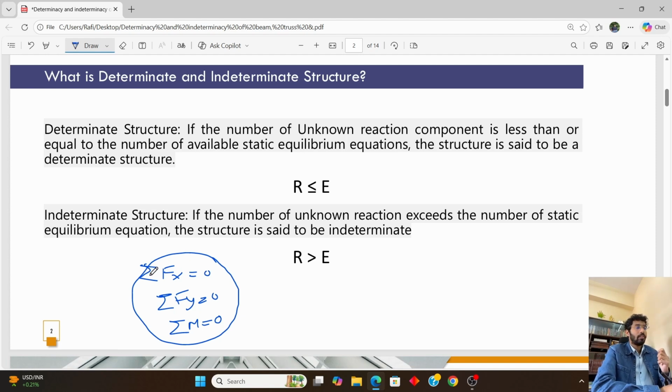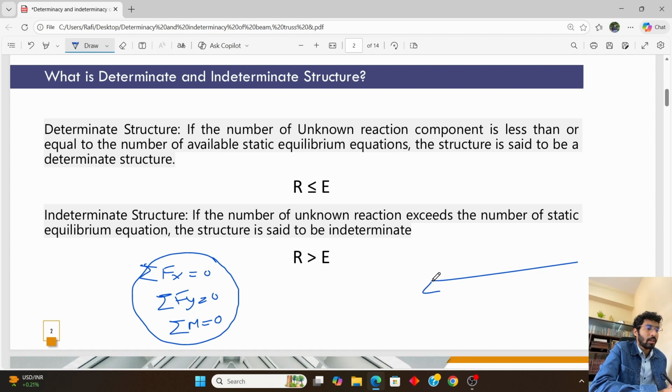And if the reaction forces are greater than the equilibrium equations, then we can say that the structure is an indeterminate structure. So if we look at the definition, if the number of unknown reaction components is less than or equal to the number of available static equilibrium equations, the structure is said to be a determinate structure. And if the number of unknown reactions exceeds the number of static equilibrium equations, then the structure is said to be an indeterminate structure.